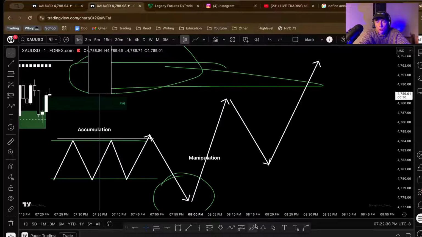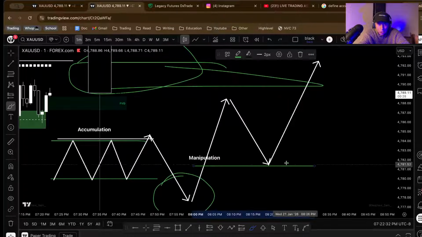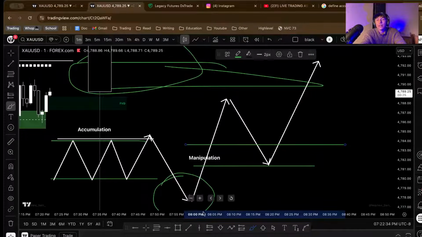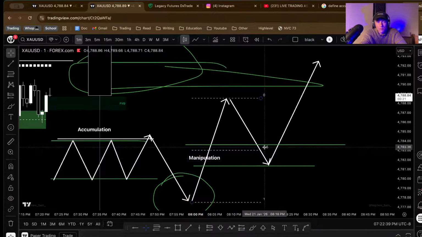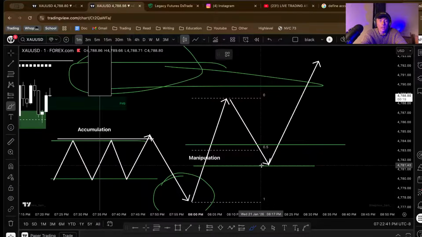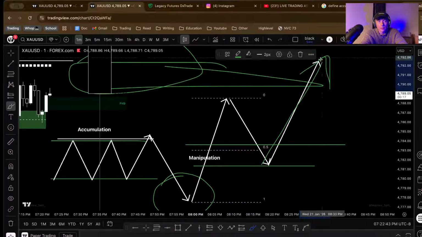That is the distribution phase where it goes back into the fair value gap or whatever is in the discount, which just means like the 0.5 of the Fibonacci, right? 0.5 comes back down into this area. Then it continues to where it has to go for the day.